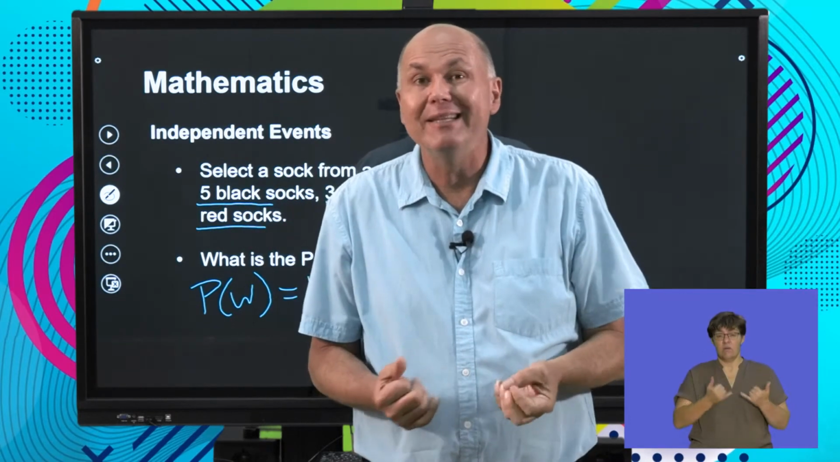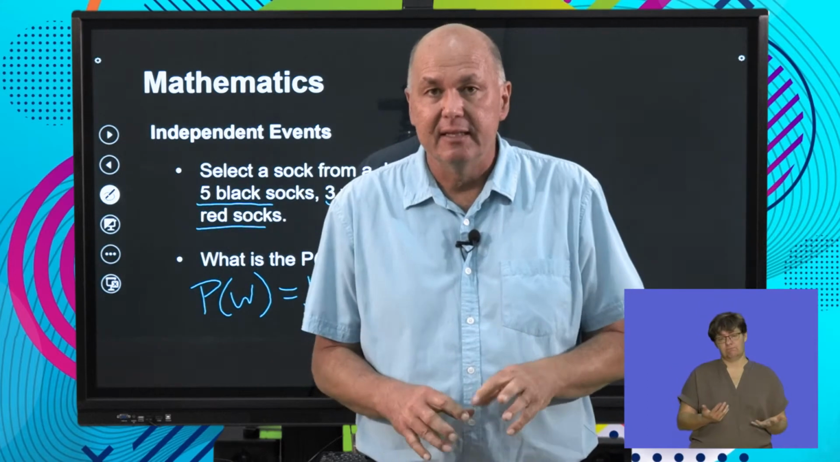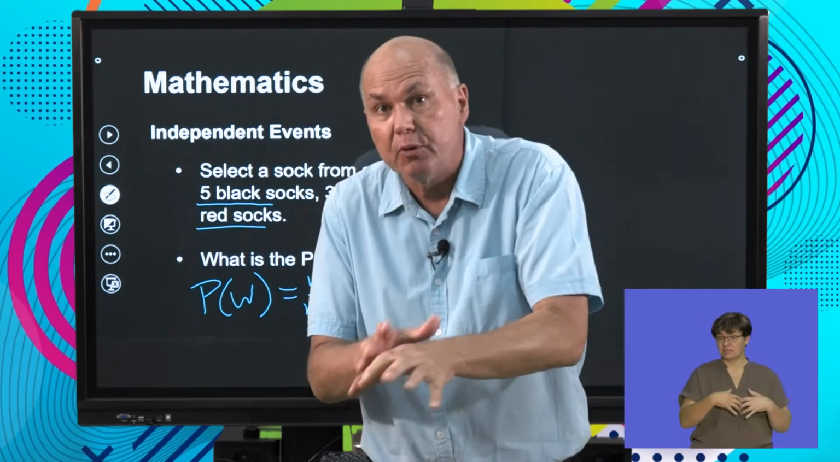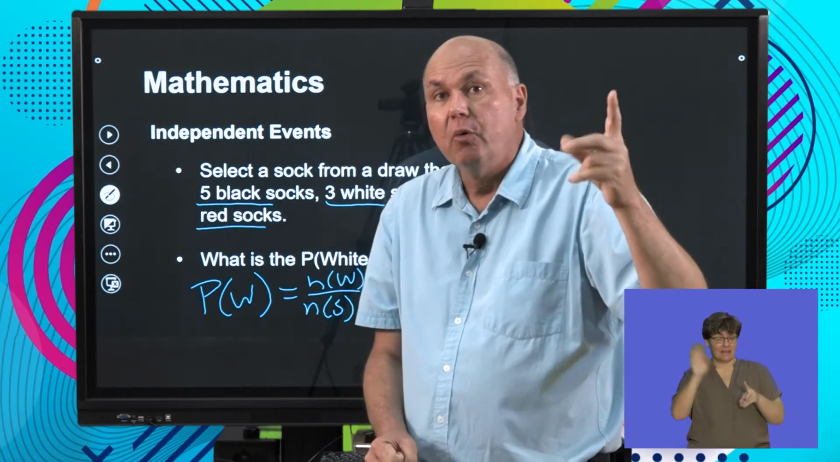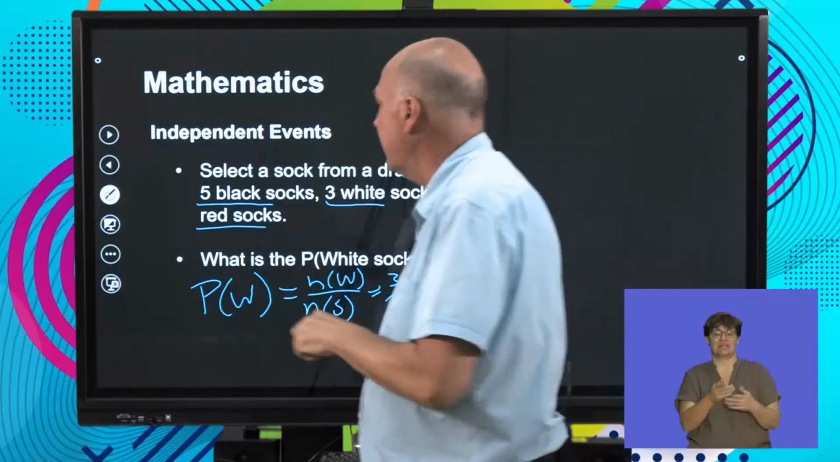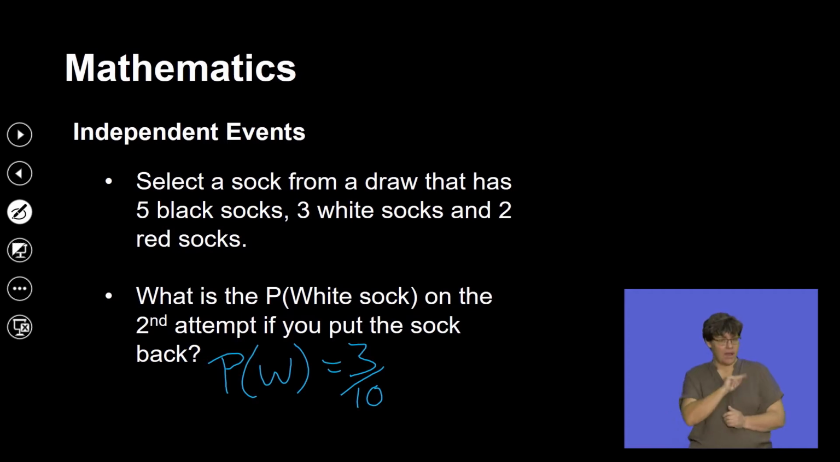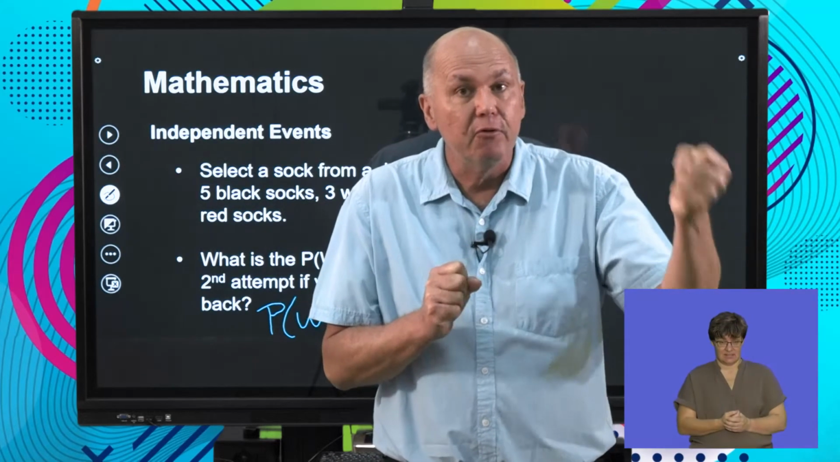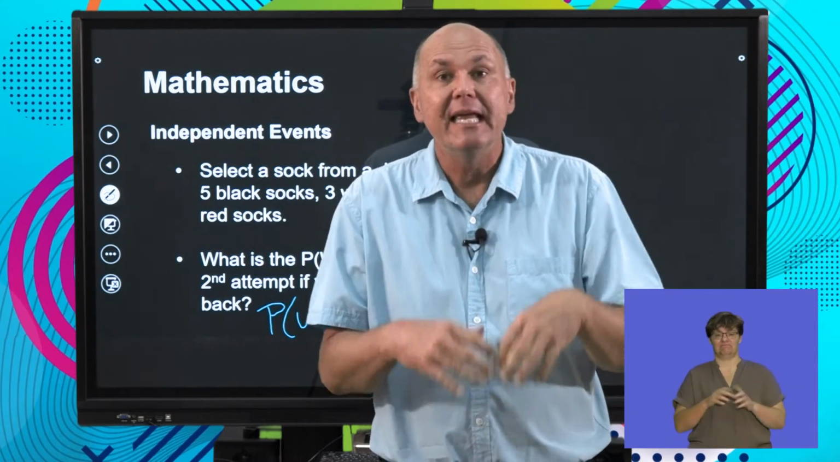We'd be able to calculate the probability for the other socks as well, using the same probability formula. But let's say that we have a second event. This time we're going to take that white sock and we replace it. We put it back into the drawer. Do you see that the number in the sample is now still 10? So when we do the second pulling out of the sock, we're going to be able to calculate the probability in exactly the same way. The probability of selecting a white sock is still going to be 3 out of 10. And that's because we had replacement. The probability of the first event did not influence the probability of the second event. And that's what makes these two events independent.